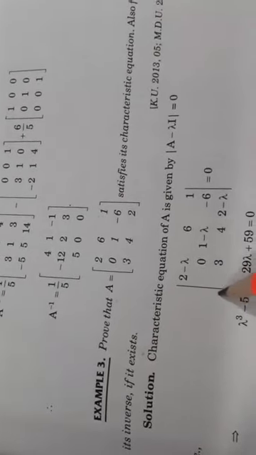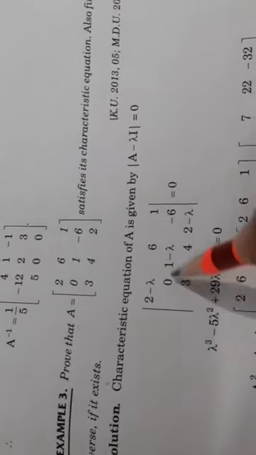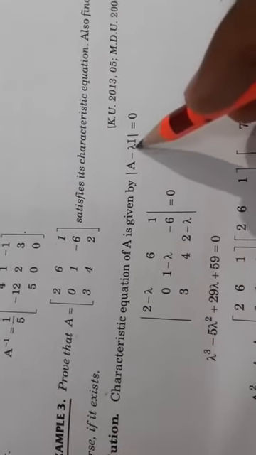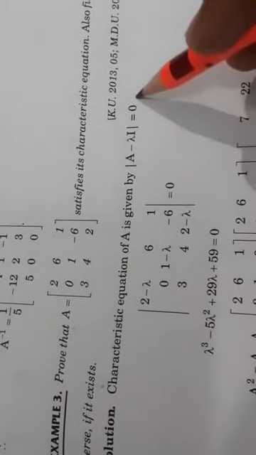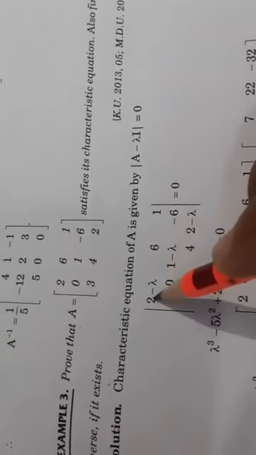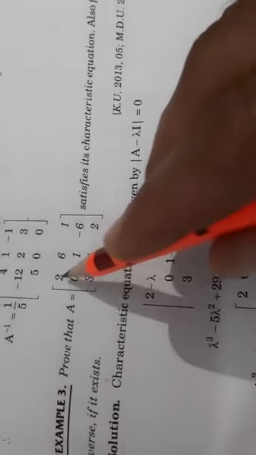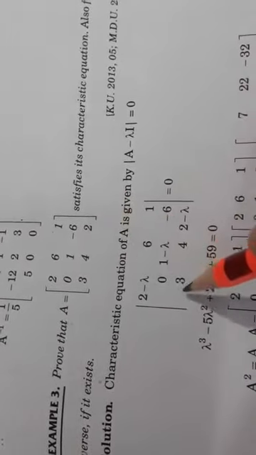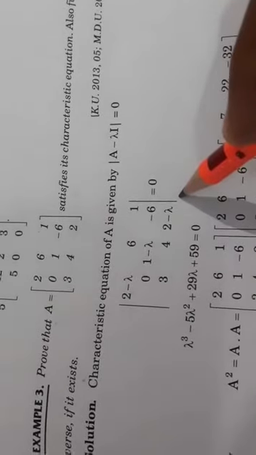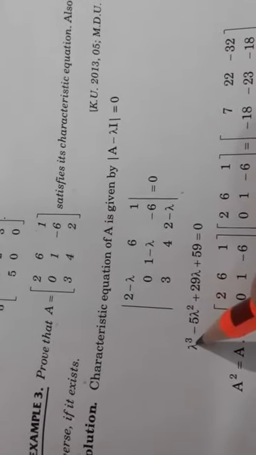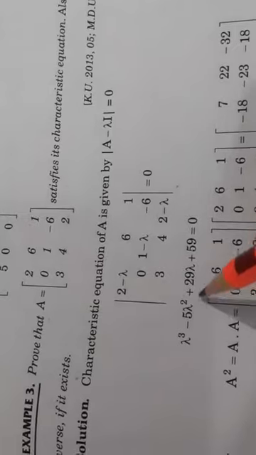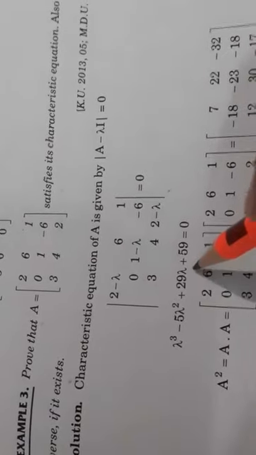Now first we find the characteristic equation of matrix A. The characteristic equation is given by the determinant of A minus lambda I equal to 0. Now from its diagonal elements we subtract lambda from each element to get A minus lambda I and this determinant. After expanding this determinant, we get the equation lambda cube minus 5 lambda square plus 29 lambda plus 59 is equal to 0.